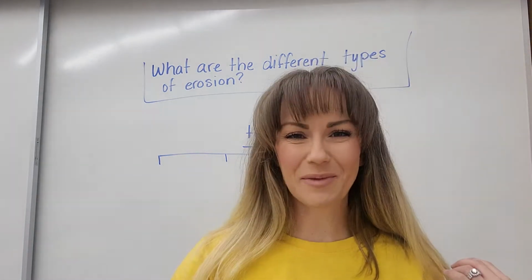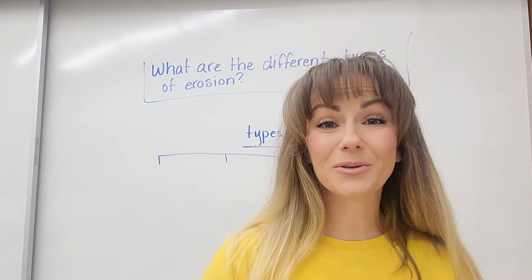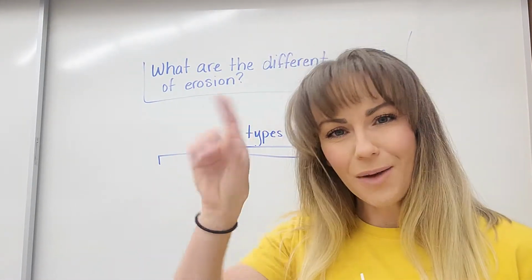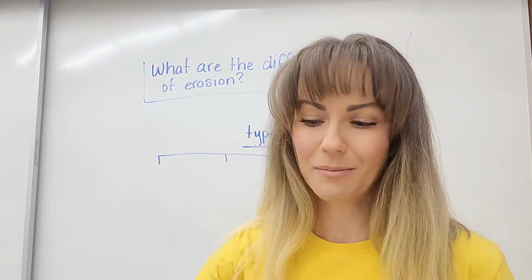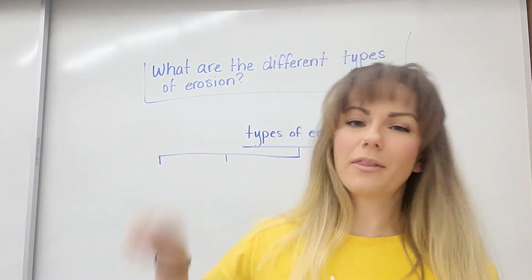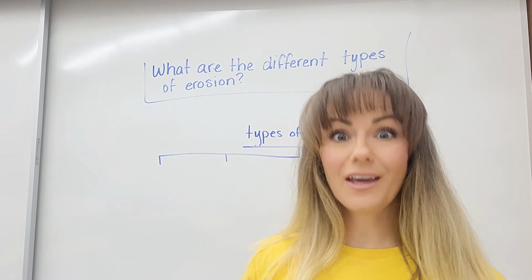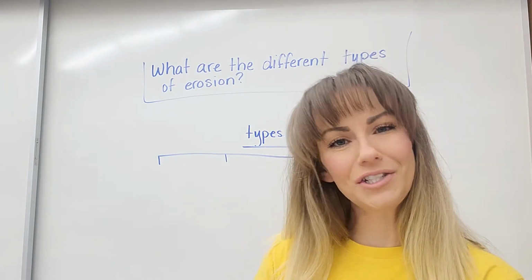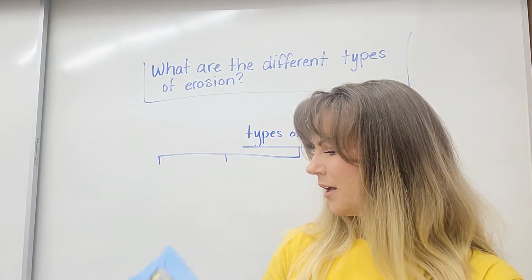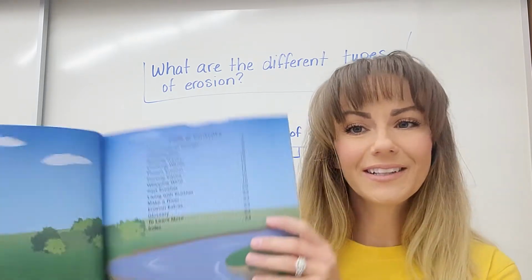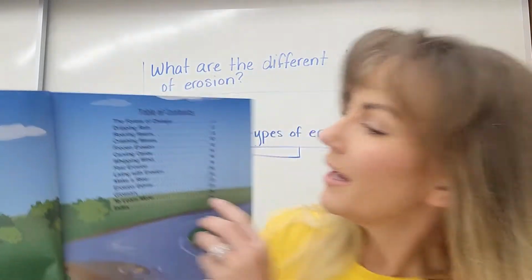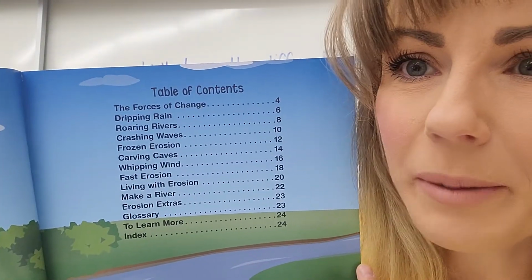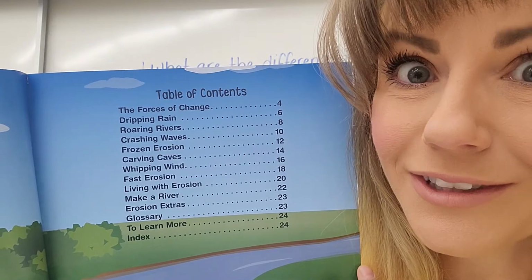All right, ladies and gentlemen, I hope that you copied that down and got your tree map started by hitting that pause button. If you didn't, back up, rewind, copy down the question, and of course, start that tree map. So today we are going to learn about the first 2 types of erosion, how our Earth is slowly changing. Erosion. Now look, there's a table of contents here, and these are going to be our first 2 types of erosion: dripping rain and roaring rivers.